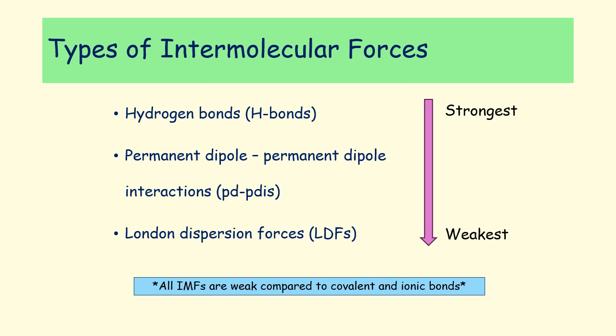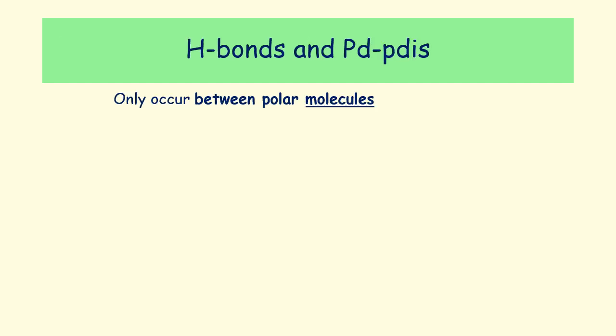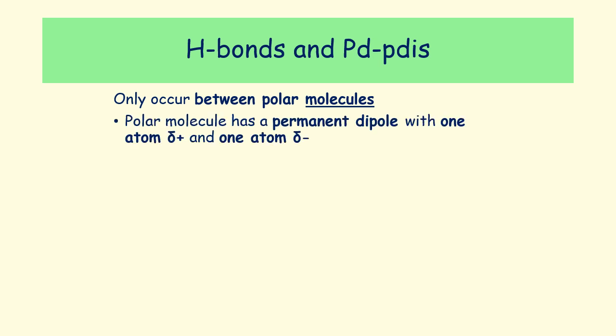So we're going to focus firstly on hydrogen bonds and permanent dipole interactions because they are very similar to one another. These types of intermolecular forces only occur between molecules that are polar. Okay? You cannot have hydrogen bonds or permanent dipole interactions in molecules that are non-polar. And remember, when we have a polar molecule, we can draw on a dipole, or what is called a permanent dipole. So remember, within the molecule that is polar, there's one bond, maybe more than one bond, onto which you can draw a delta positive or a delta negative sign on atoms.